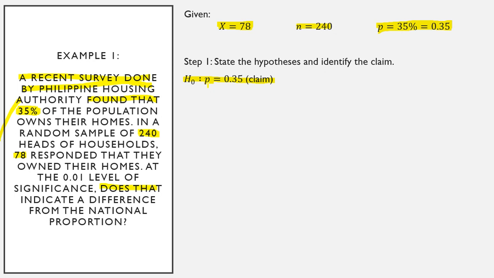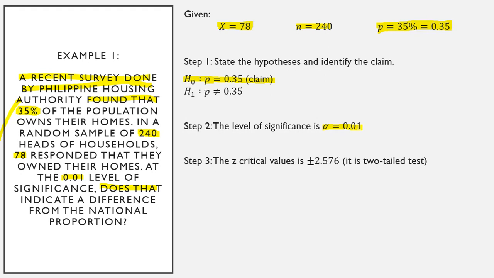Bibigay lang natin yung inverse ng equal and that would be not equal to. So the alternative hypothesis will be the population proportion is not equal to 0.35. Okay? Step number 2, level of significance. So, indicated naman na siya sa word problem which is 0.01. So, yan po siya, yung alpha po natin, also called the level of significance. And then step number 3, by finding the critical value.